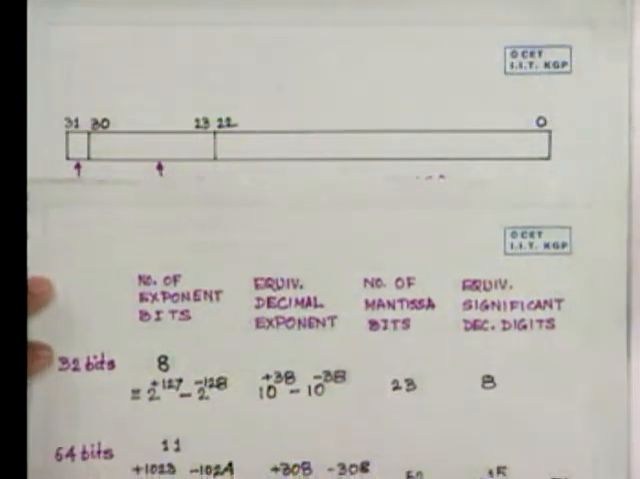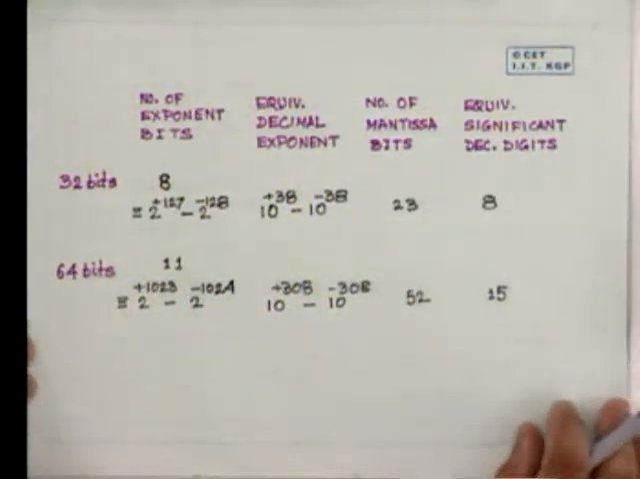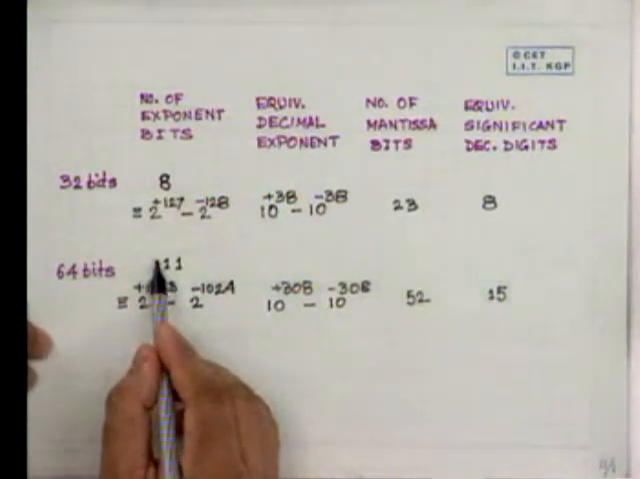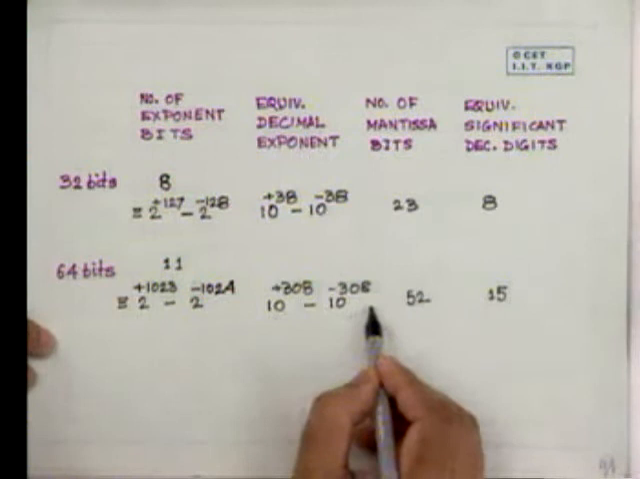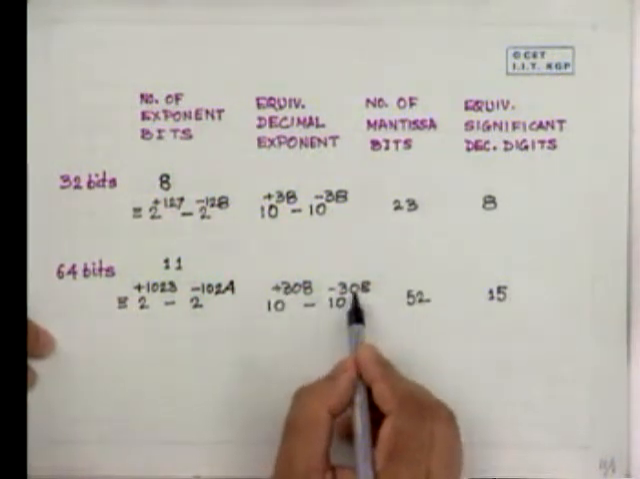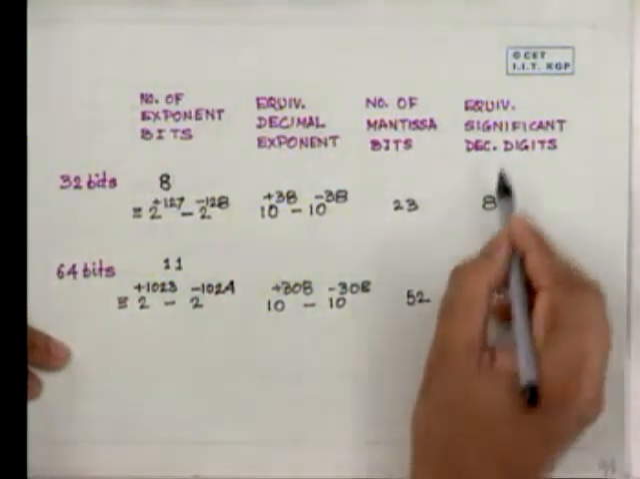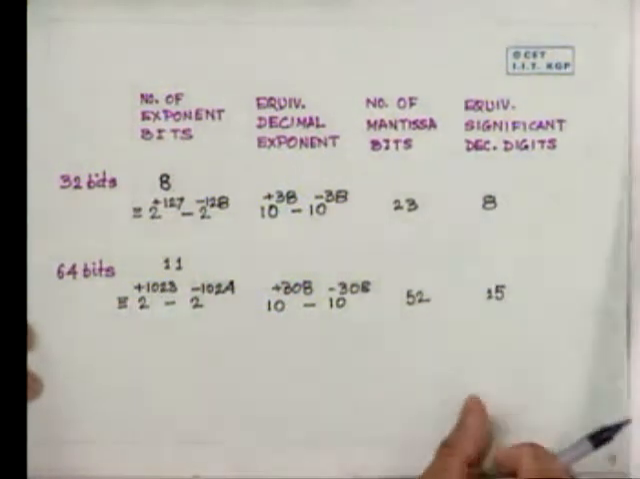If we go for a double, where we use 64 bits, then immediately the number of exponent bits we can make to be 11. In that case, the equivalent decimal exponent that we can represent is 10 to the power plus 308 to 10 to the power minus 308. And if the number of mantissa bits we use is 52, then the equivalent significant decimal digits that you can represent is 15.